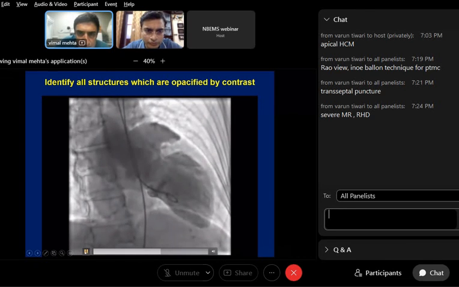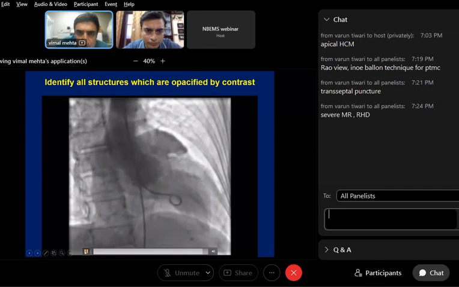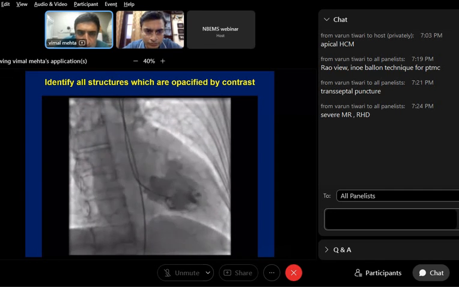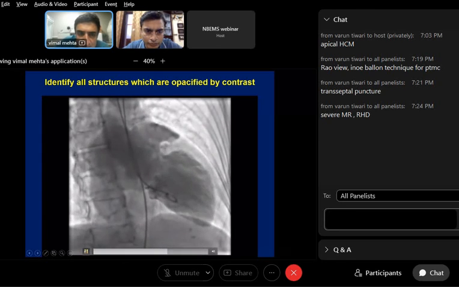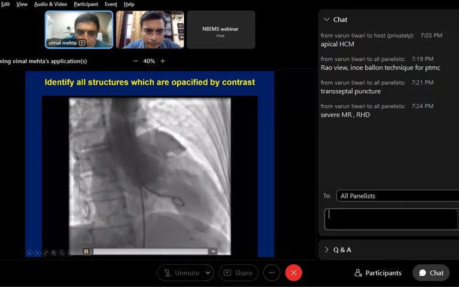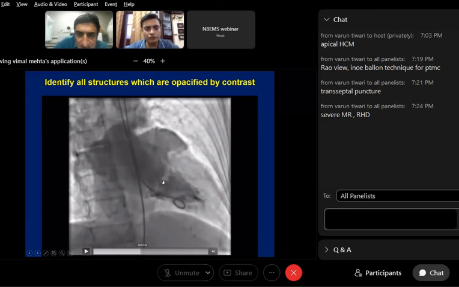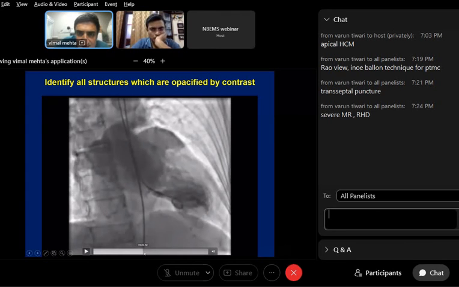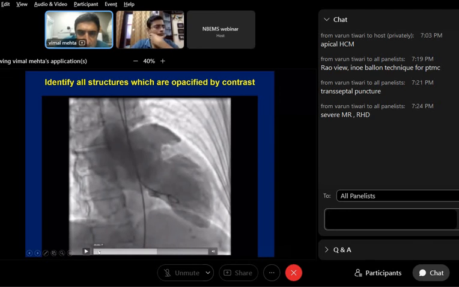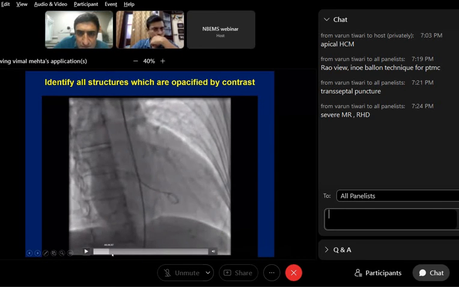I think I'll have to stop it. Leaflets are thickened. I mean, they are of varying thickness at various points of time. See, this is the leaflet. Wonderful frame. Yes. See these leaflets. And maybe you can see the jet coming out also.